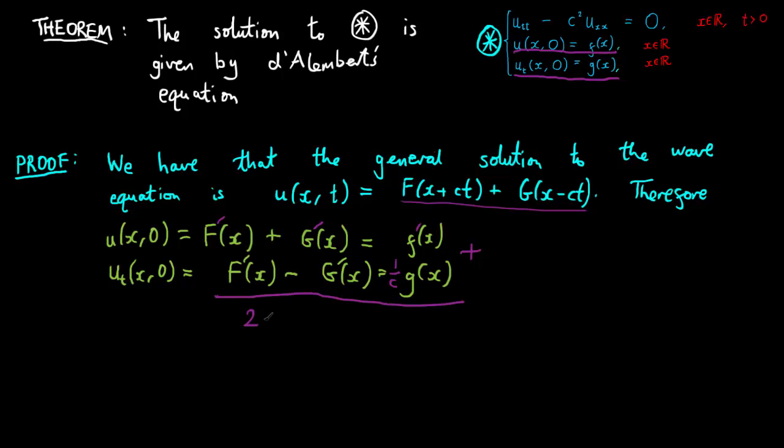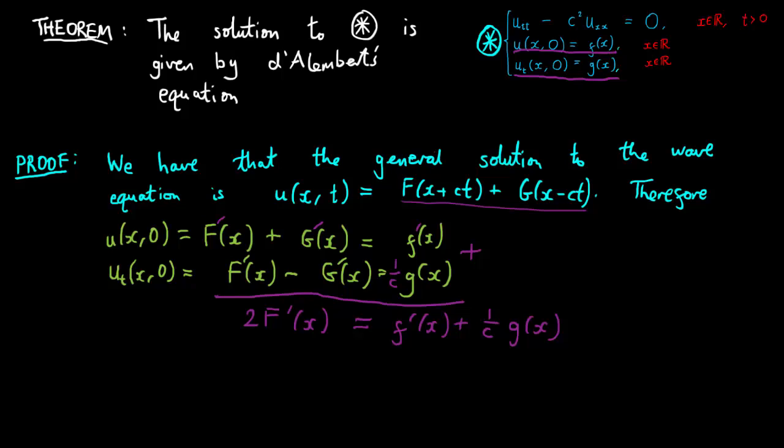Because if we add these together, we've got f prime of x plus f prime of x gives us 2 lots of f prime of x. If we add g prime and minus g prime, they cancel each other out. And then here we'll have f prime of x plus 1 over c g of x. Okay, so that's from adding those two equations together.